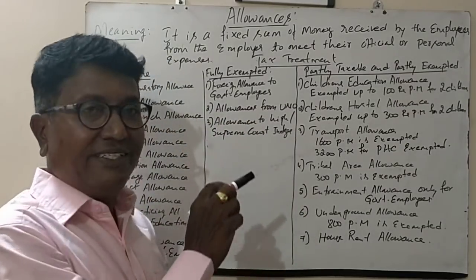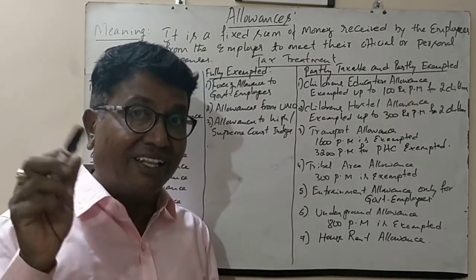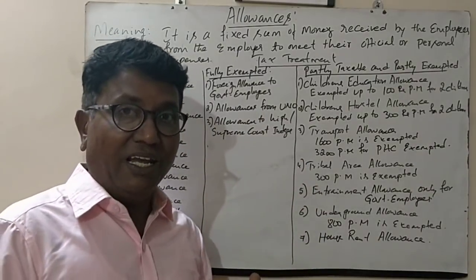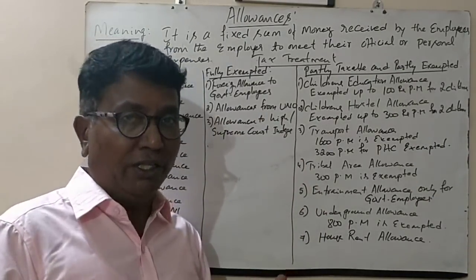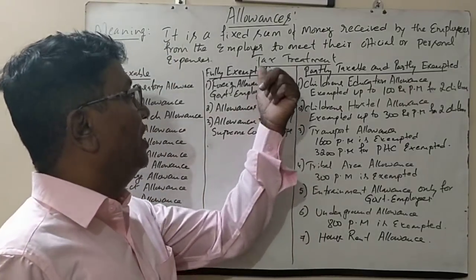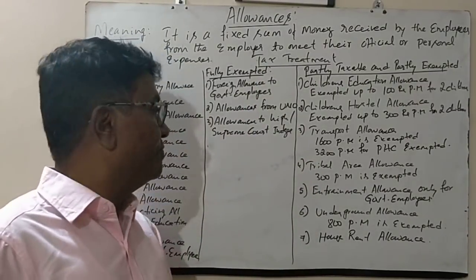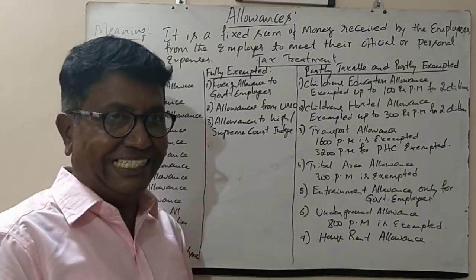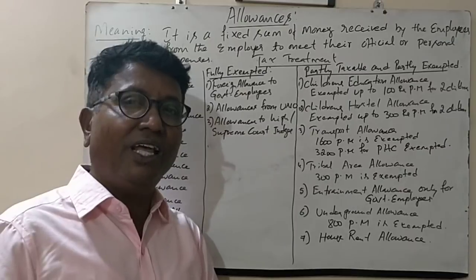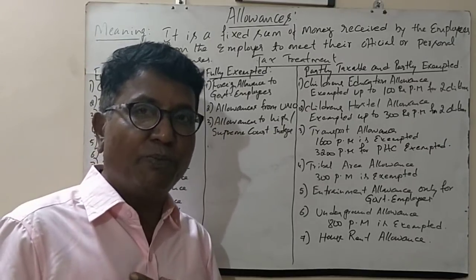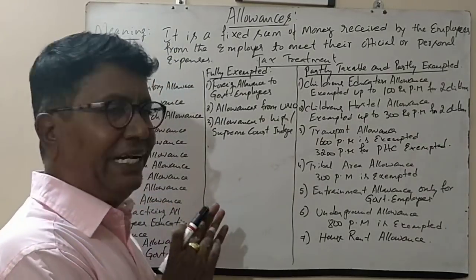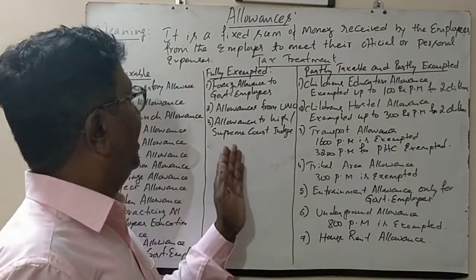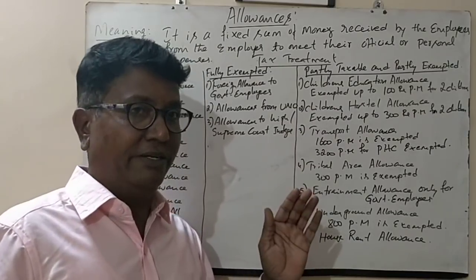And if any allowances are given by the employer, the company, to an employee who is a member of UNO, then we give full exemption on those allowances. Next is allowances to High Court and Supreme Court judges. Allowances given to the judges of the Supreme Court and High Court are completely exempted. See, these are some of the allowances which are fully exempted.